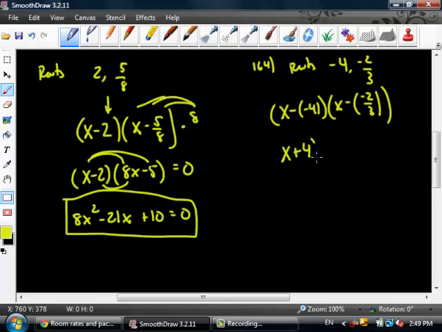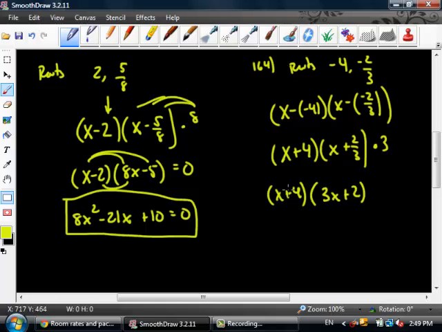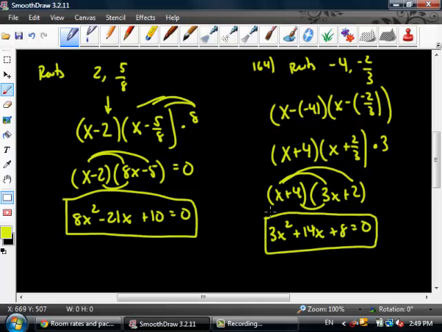This is x plus 4, that's a no-brainer. And this is x plus 2/3. How do I kill off that fraction right there? Leanne? Multiply by 3. So what I really have is 3x plus 2, x plus 4. Okay, so now I'm going to go ahead and multiply this in. This is 3x squared plus 2 plus 12 plus 14x plus 8 equals 0. And that's what you get. It gets harder with number 166.